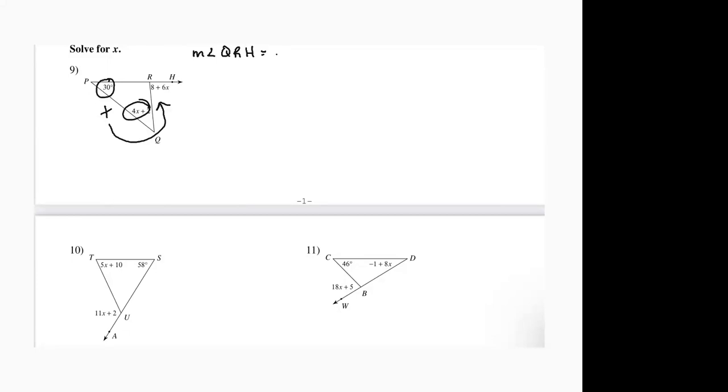I plug in my numbers. I'm going to do 8 plus 6x. Angle P is 30. The measurement of angle Q is 4x. Sorry, I can't see. That's 2. I'm sorry, that's 2. So that's 4x plus 2. Good. You've set it up perfectly. Now we're going to do the first thing, and the first thing we're going to do is combine like terms.